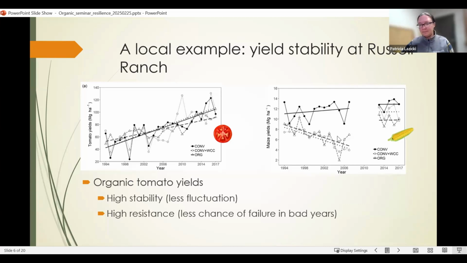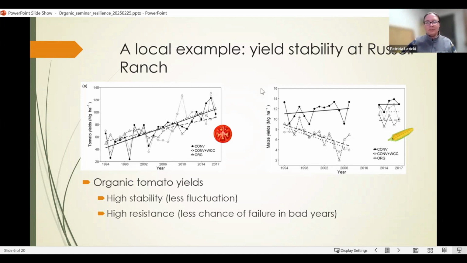But when it was corn that was growing, again, these triangles are the organic system. It actually had a lower resilience. It had more fluctuations and more potential for crop failure.